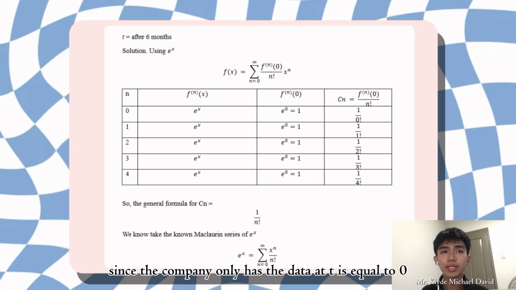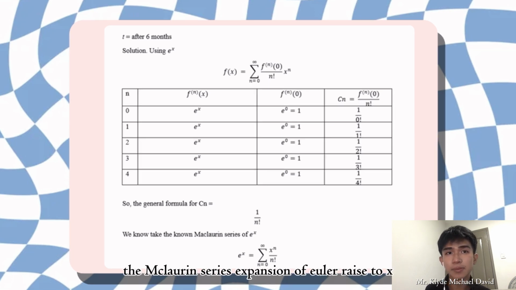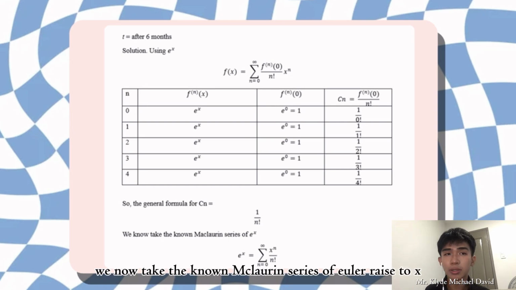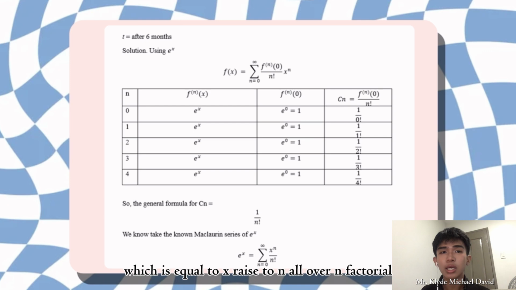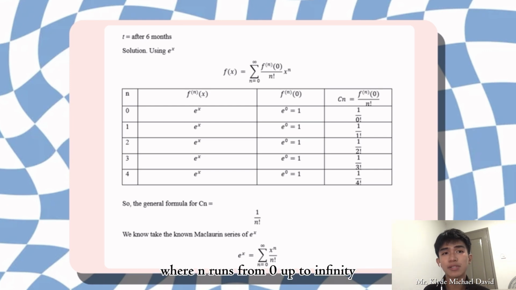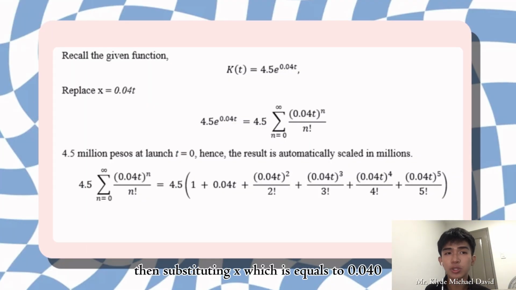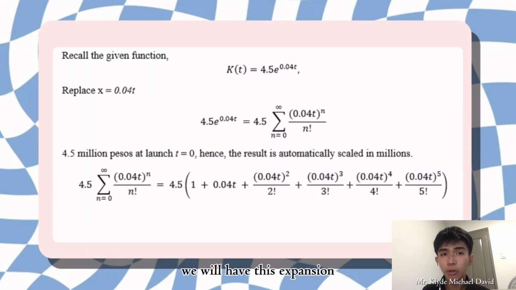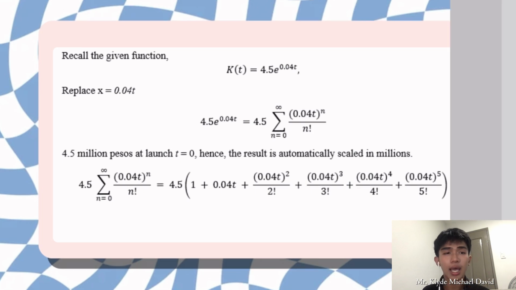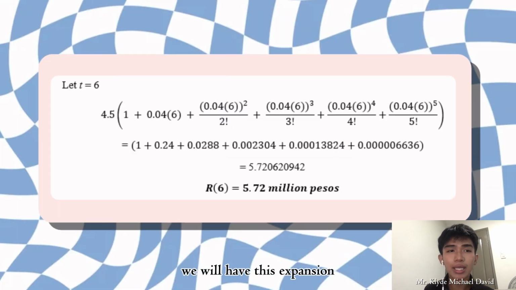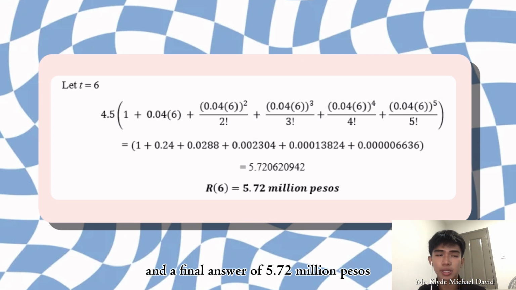Since the company only has the data at t is equal to 0, they can apply the Maclaurin series expansion of e raised to x. We now take the known Maclaurin series of e raised to x, which is equal to the summation of x raised to n all over n factorial, where n runs from 0 up to infinity. Then, substituting x, which is equal to 0.04t, we will have this expansion. And when t is equal to 6, we will have this expansion and a final answer of 5.72 million pesos.